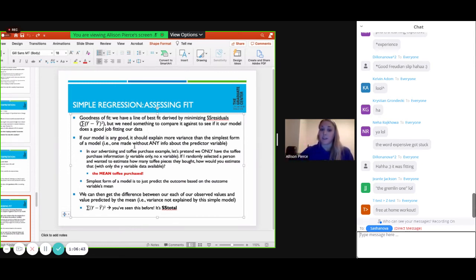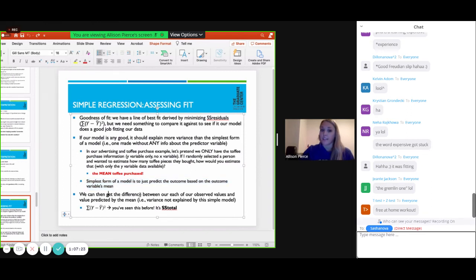So if we want to see if our predictor, ads purchased, is any good at predicting, it should do better than the simplest form. It should add something. So it should do better than just the mean. If it's not even doing better than the mean, it's not a good predictor. So our base model that we're going to use to compare our predicted model with is going to be the mean. So we're going to use a model without any predictors, just using toffee, which is essentially just using the mean of toffee, and compare the residuals to that.